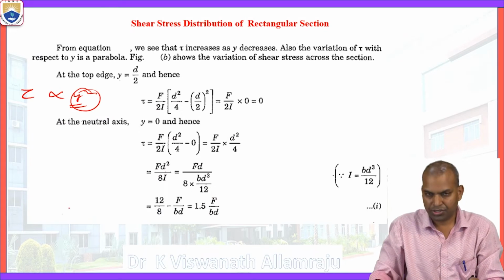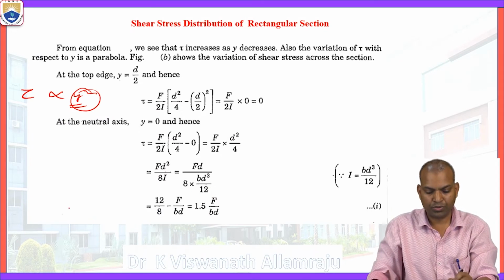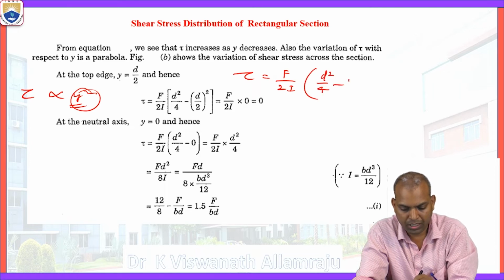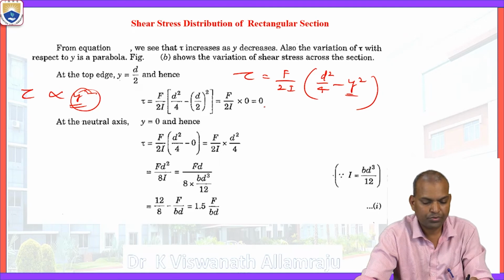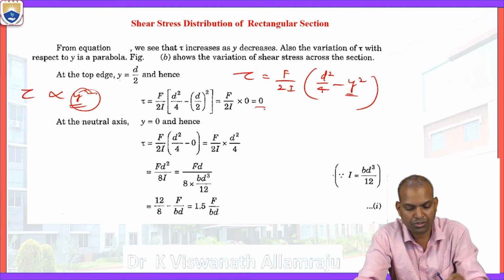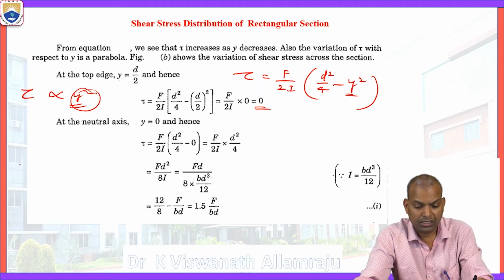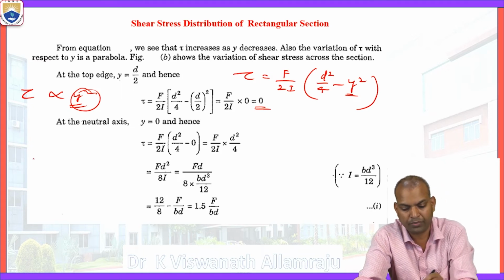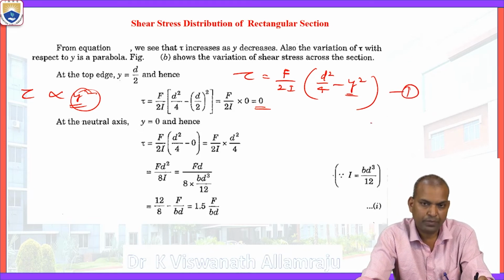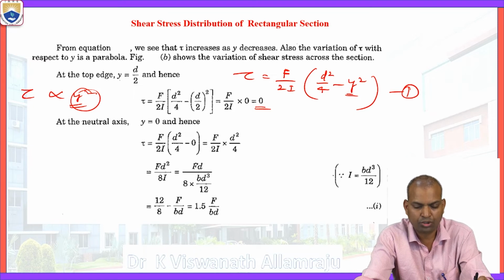Now at the top edge, y equal to d by 2. Substitute in the formula F by 2I times d square by 4 minus y square. If you substitute y equal to d by 2, we get the shear stress at the extreme edge, that is 0. And this is the top edge. For the bottom edge, same, y equal to d by 2. If you substitute in this equation, equation 1, suppose, the extreme edges' shear stress is 0. That's why at the top edge and bottom edge, the shear stress equals 0.